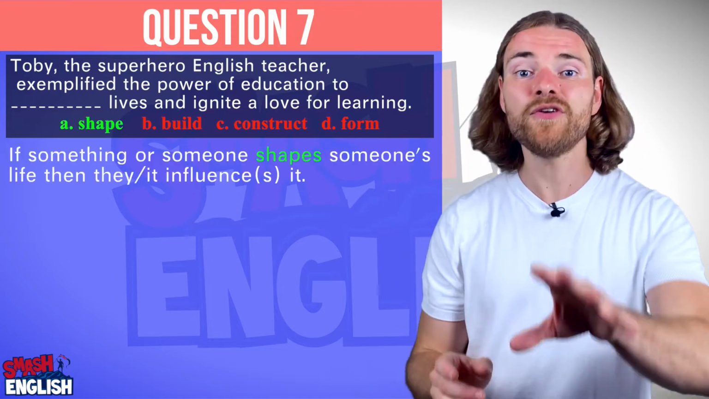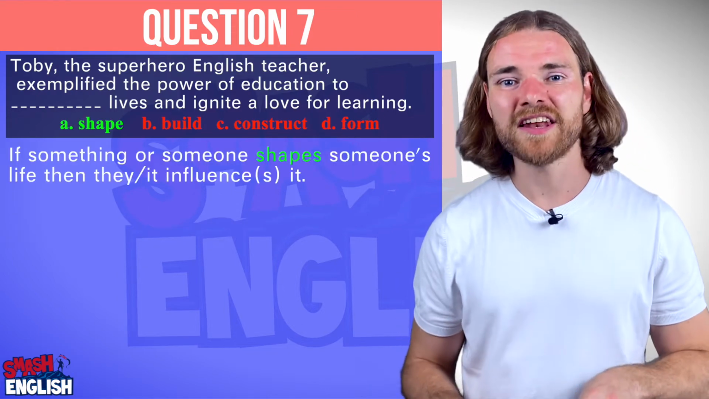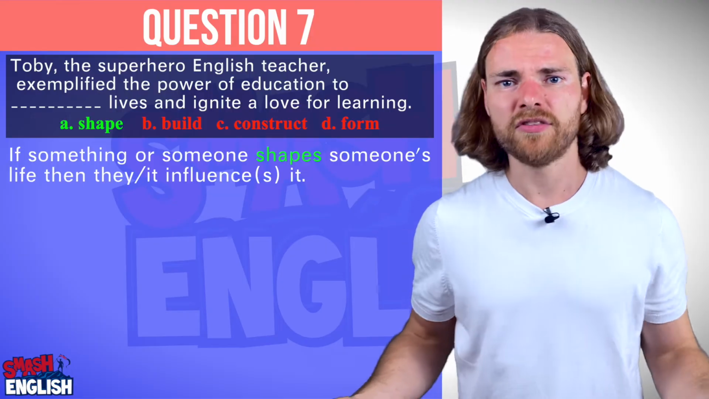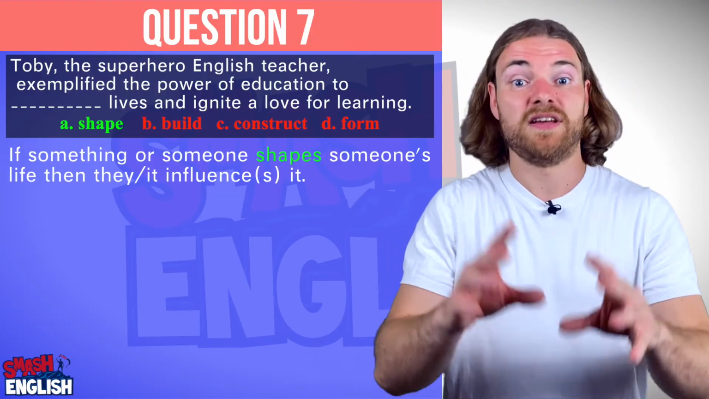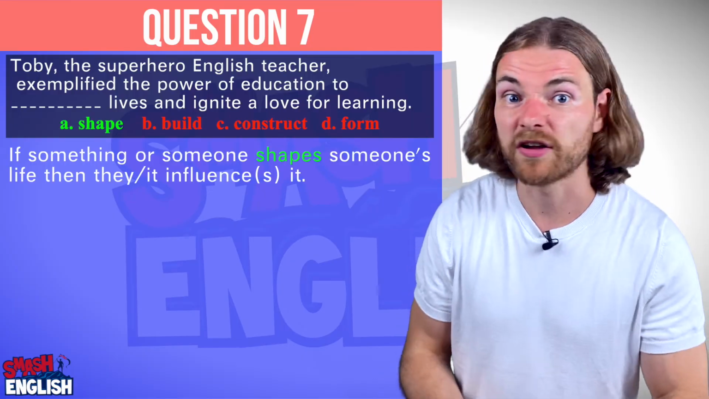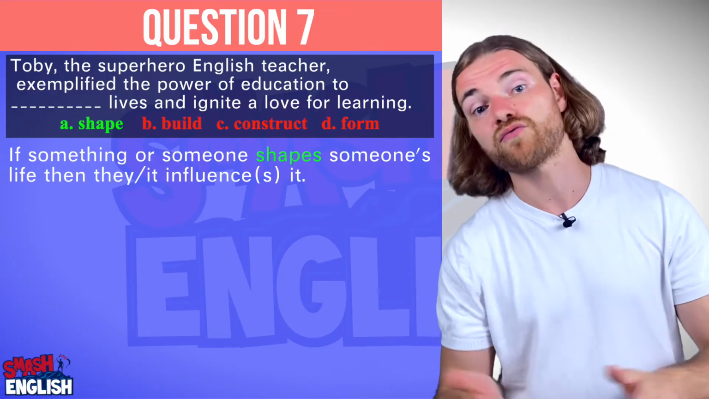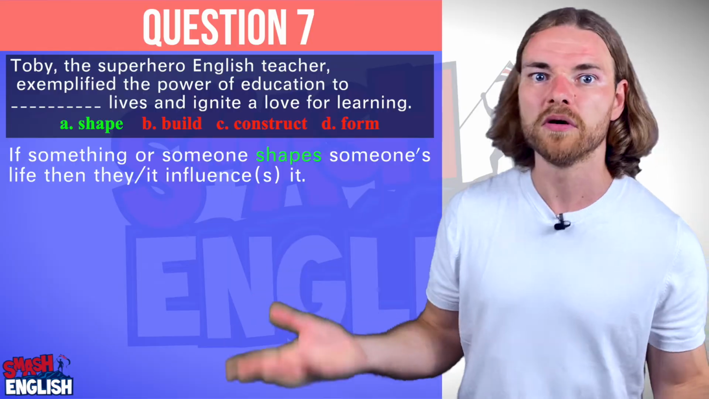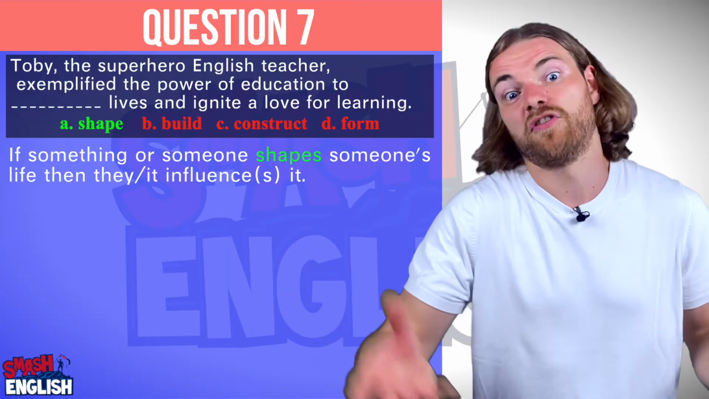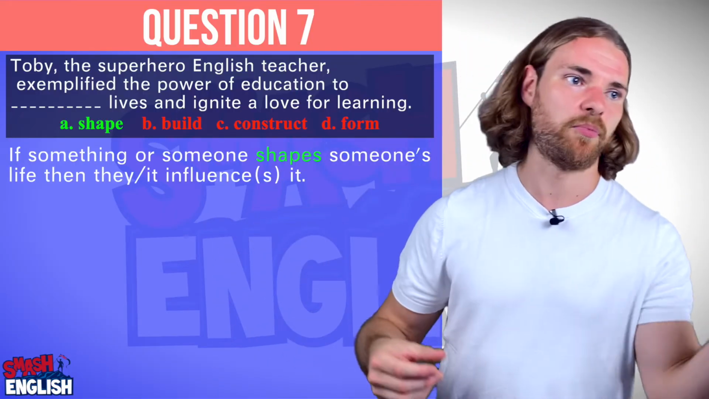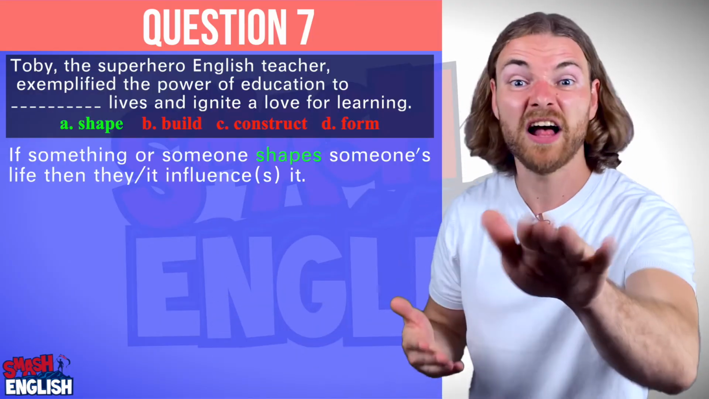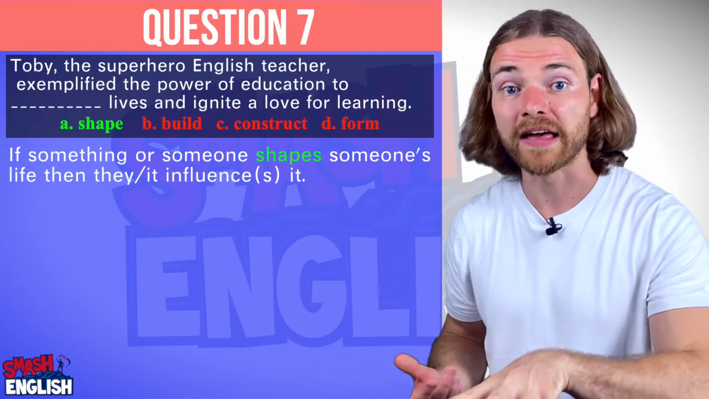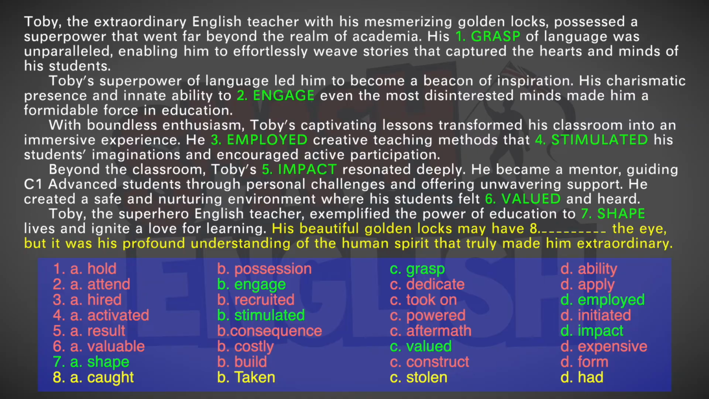Shape. If you shape someone's life, then it means you influence it. This could be positive or it could be negative. It just means to have a really strong influence. My granny's life was shaped by growing up during World War II, for example. That could have been a really negative thing. Could have been a positive thing. I don't know. Don't ask me. I'm just trying to think of an example to help you. All right, so the answer here is shape.